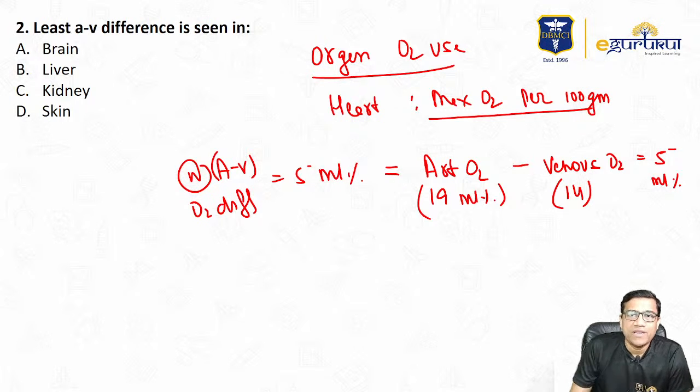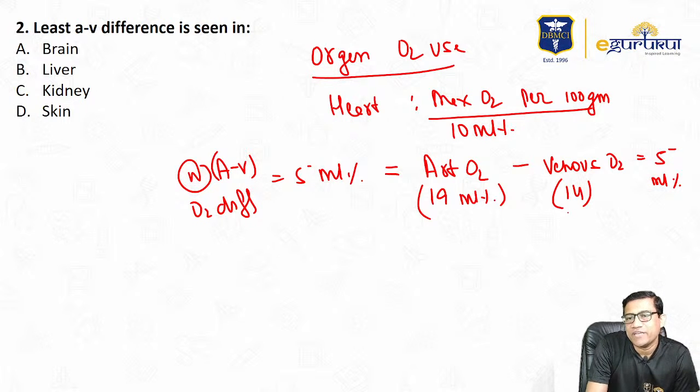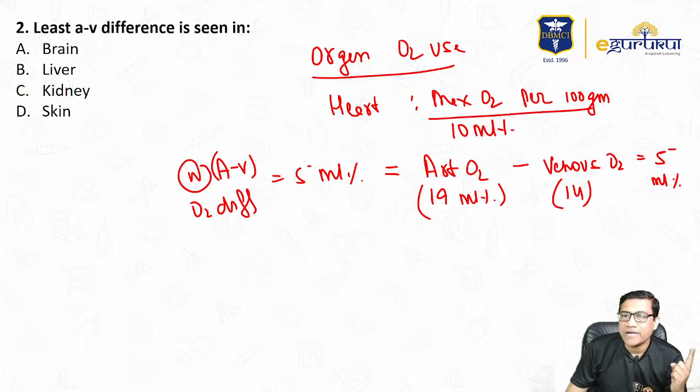Okay, now in the heart it is around 10 ml%. Why? Because in the vein, which one? The coronary sinus vein, it can be as low as 9. So remember, the heart has the maximum extraction, hence.